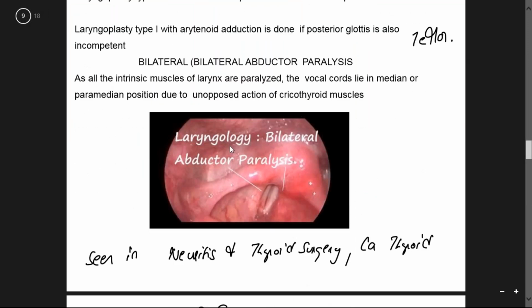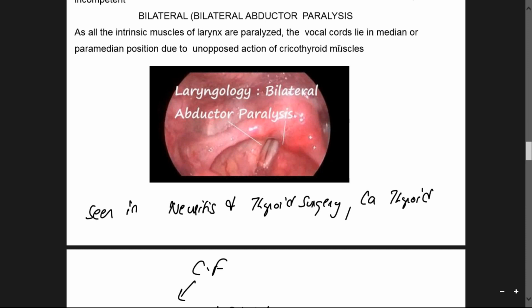Now coming to bilateral abductor paralysis. Let us say thyroid surgery has been done and the surgeon has excised both the recurrent nerves. Now all the intrinsic muscles of the larynx are paralyzed. The vocal cord lies in the median or paramedian position due to unopposed action.